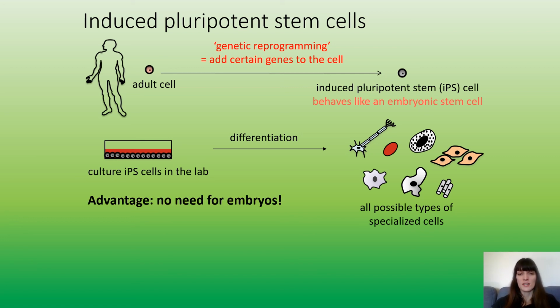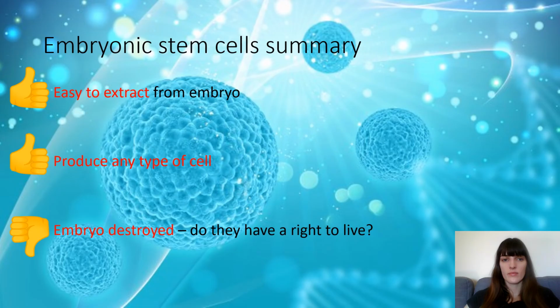The advantage here is that there is no need for embryos, so the ethics and the issues and arguments people have are gone in this process. The advantages of embryonic stem cells is that they are easy to extract from the embryo and they can produce any type of cell because they're pluripotent. However, the embryo is destroyed. Do those embryos have a right to live?